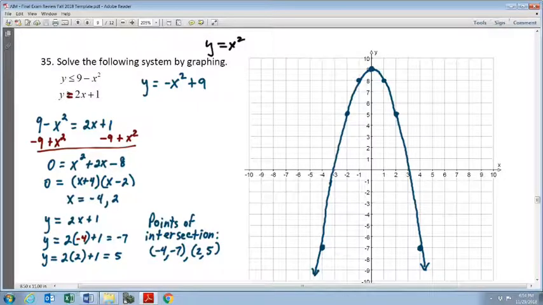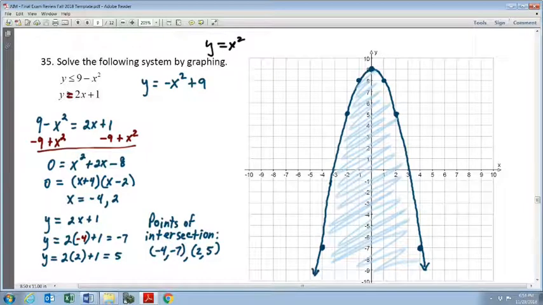Now the thing is, we're wanting to graph y is less than or equal to 9 minus x squared. Well, the actual graph itself is where y equals 9 minus x squared. That's going to be part of my solution. And then also anything less than that. So we want to shade below the graph. So it's going to look like that. So that's the graph of y is less than or equal to 9 minus x squared. Now let's go ahead and graph y equals 2x plus 1.